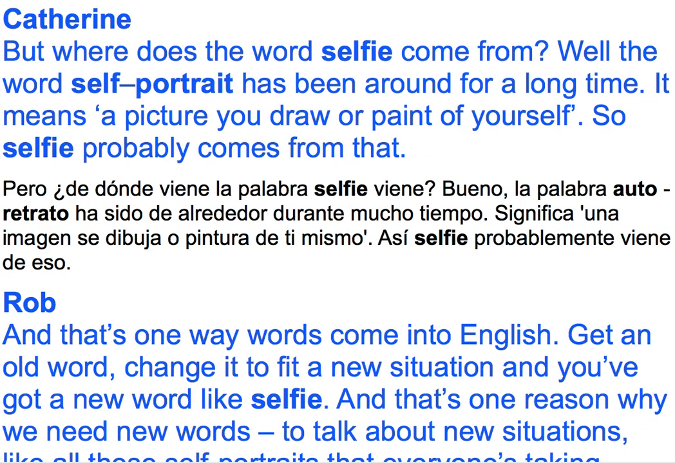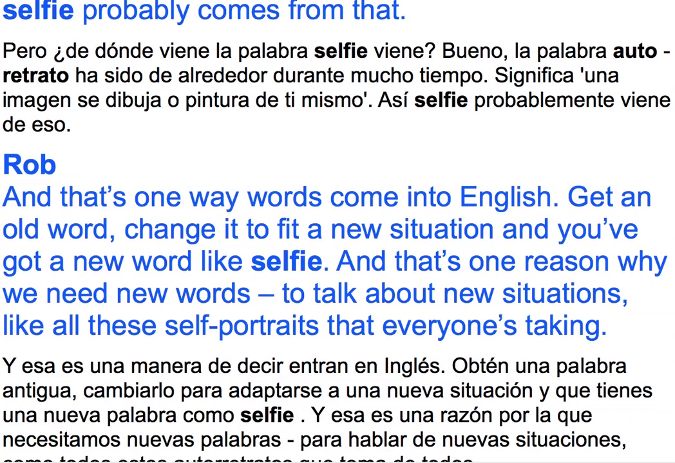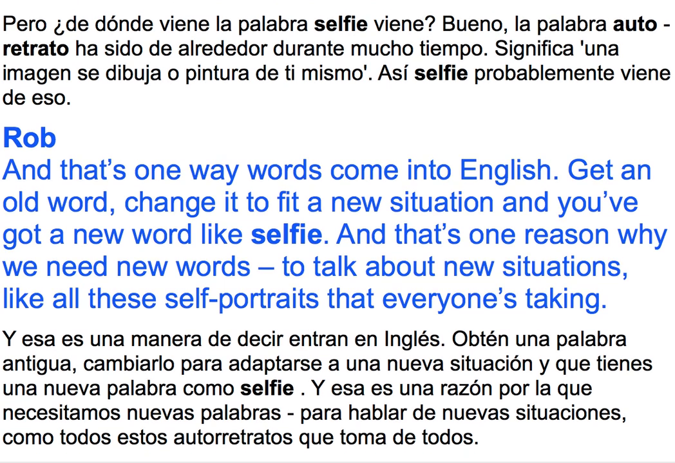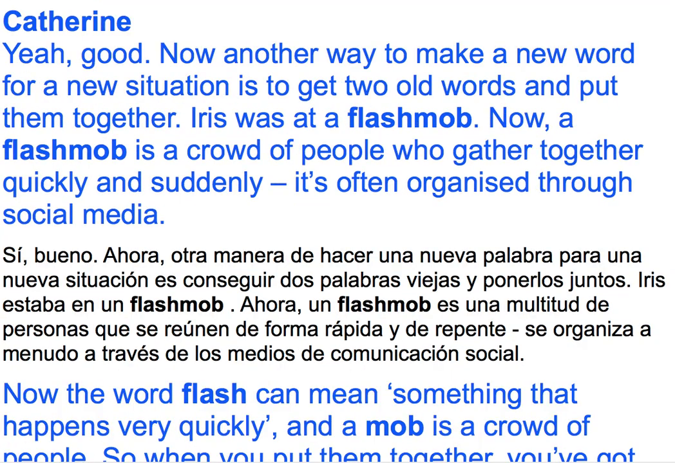But where does the word selfie come from? Well, the word self-portrait has been around for a long time. It means a picture you draw or paint of yourself. So selfie probably comes from that. Yes, and that's one way words come into English. Get an old word, change it to fit a new situation, and you've got a new word like selfie. And that's one reason why we need new words to talk about new situations, like all these self-portraits that everyone's taking.